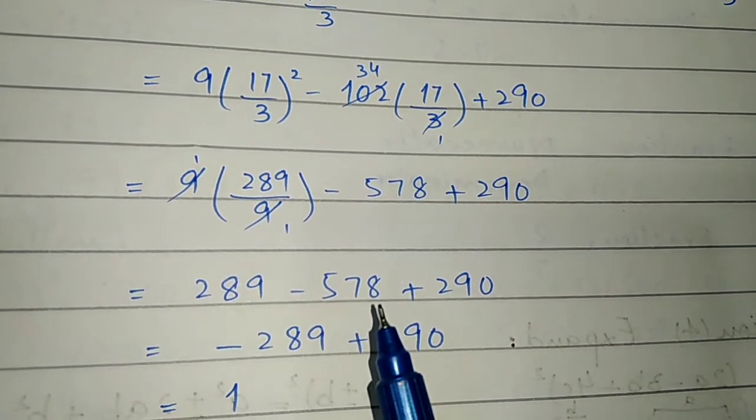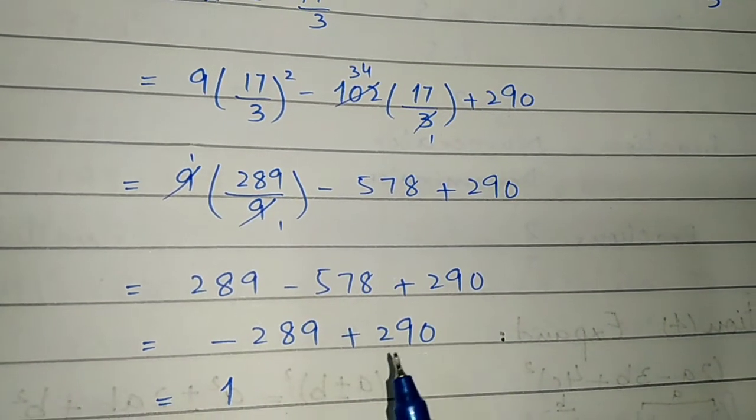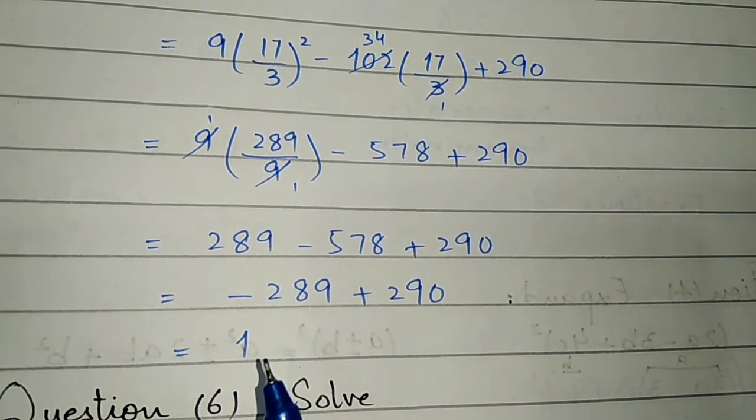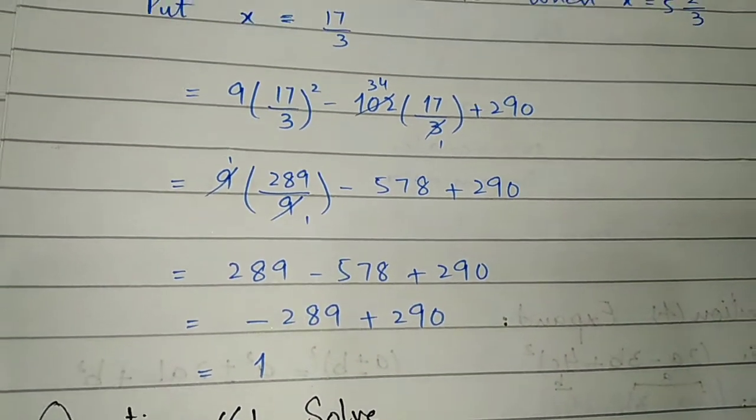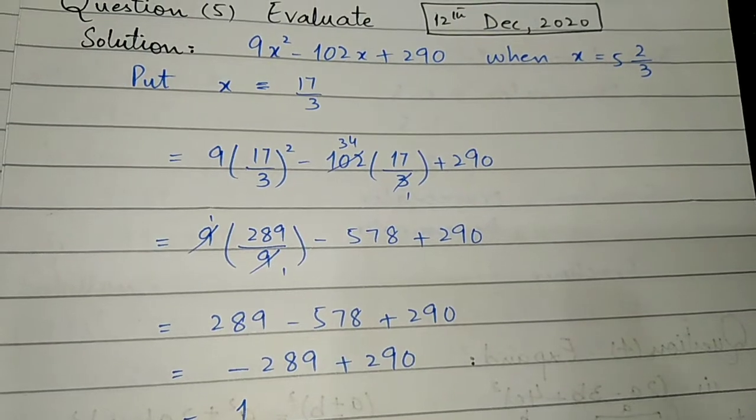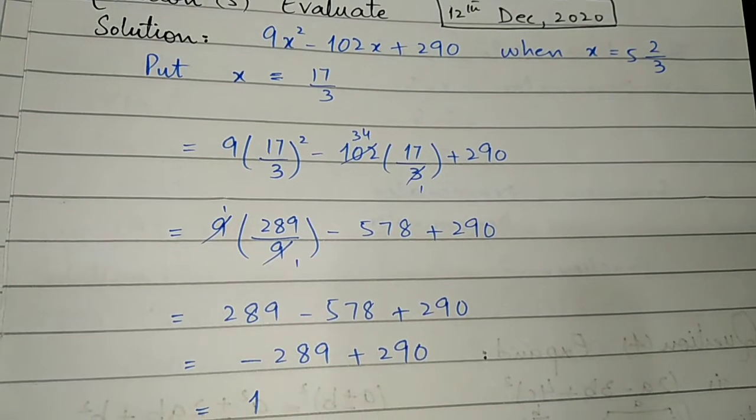289 minus 578 we will get negative 289 and plus 290. Plus minus minus, the remaining answer will be 1. So 1 is the solution of this equation when x is equals to 5 2 over 3.